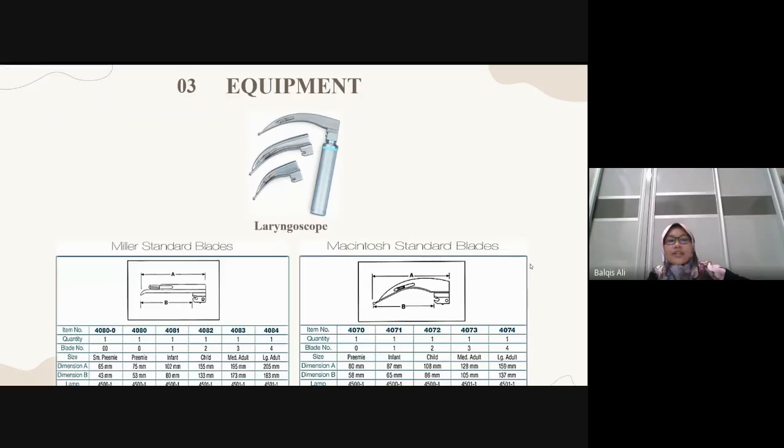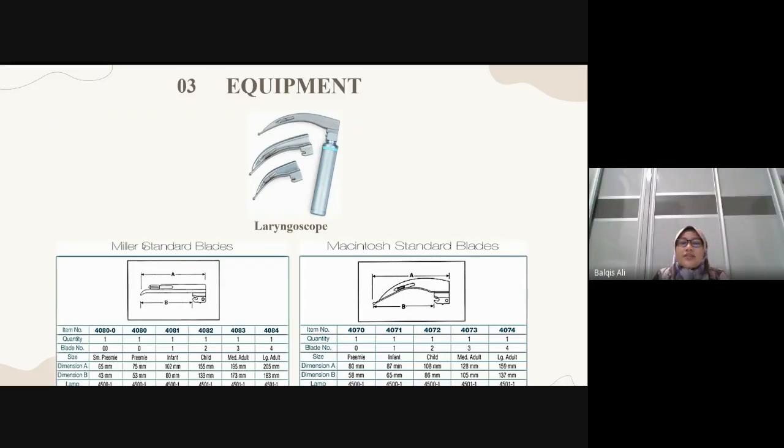Okay, then the equipment. So first is laryngoscope. Laryngoscope is for the visualization of the vocal cord and also for the placement of the endotracheal tube. There are two types of the laryngoscope. First is Miller straight blades and also Macintosh curve blades. So Miller and Macintosh, they are sized according to the age of the patient. So 0 for neonates, 1 for infant, and also 2 for child.